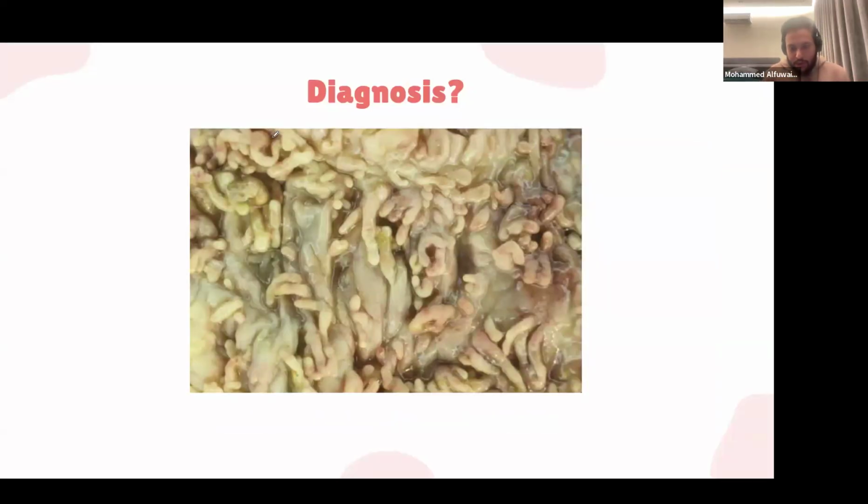Is this Crohn's or UC, if you do a colonoscopy and you see this? Ulcerative colitis. What can you see on this image? Pseudopolyps. Excellent. Good.